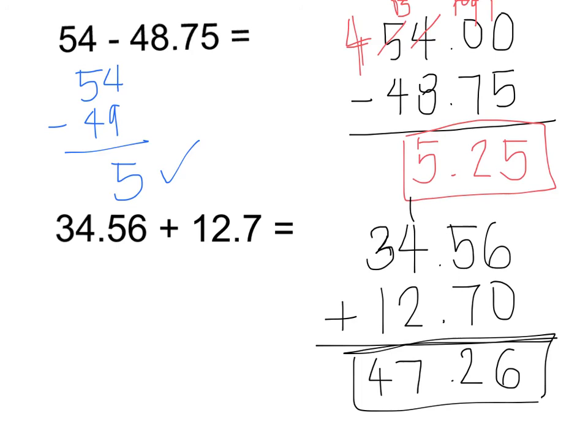Whole number. Okay. What's 34 and 56 hundredths rounded to the nearest whole number? 35. What is 12 and 7 tenths rounded to the nearest whole number? 13. 35 plus 13 is? 48. Is that pretty close to the answer we got? It should be bigger because we rounded up both numbers, right? So is it slightly bigger than our answer? Is our answer reasonable? Yes.